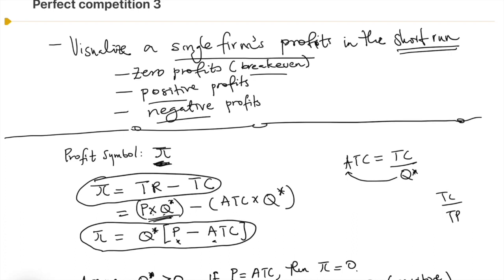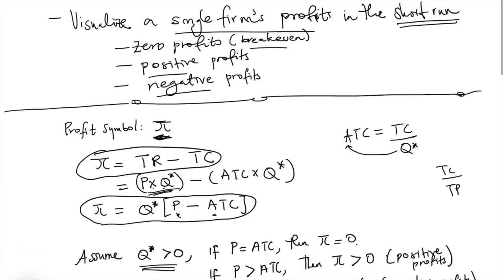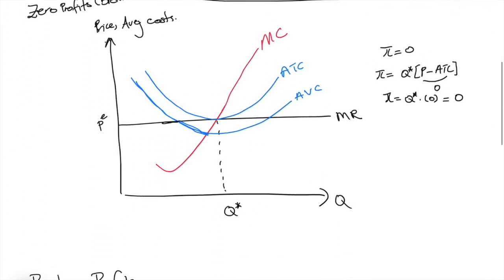Now, what if P is bigger than average total cost? In that case, profit will be positive. What if P is less than average total cost? In that case, profit will be negative. Do you see? Okay, so let's start with the zero profit graph.